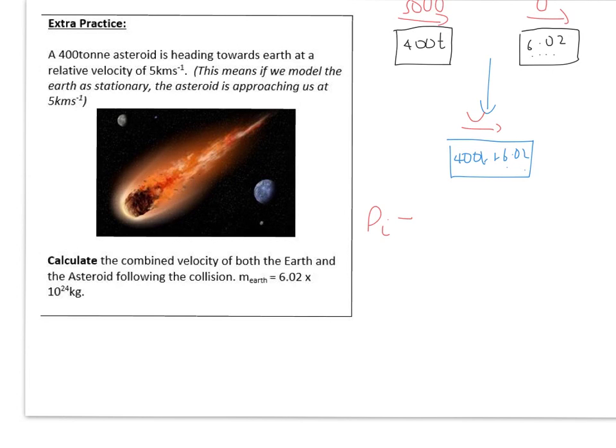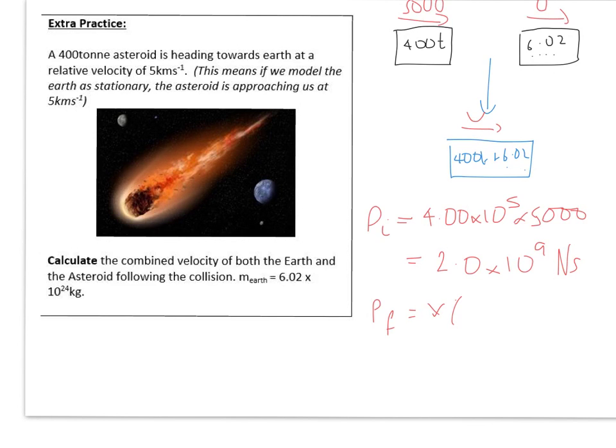So the initial momentum is just going to be 4.00 times 10 to the 5, which is the mass of the asteroid, times 5,000. And if we put those together, we end up with an initial momentum of 2.0 times 10 to the, blimey, 1, 2, 3, 4, 5, 6, 7, 8, 9 newton seconds.